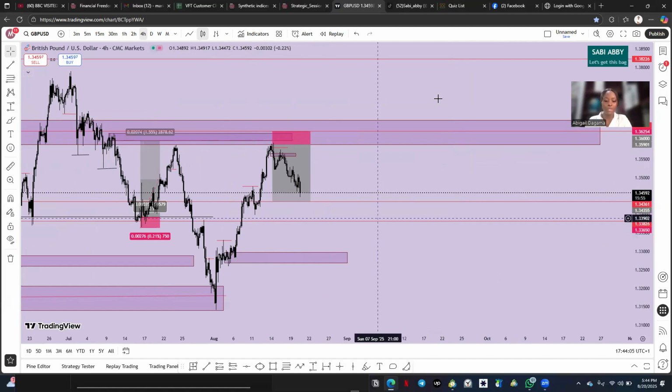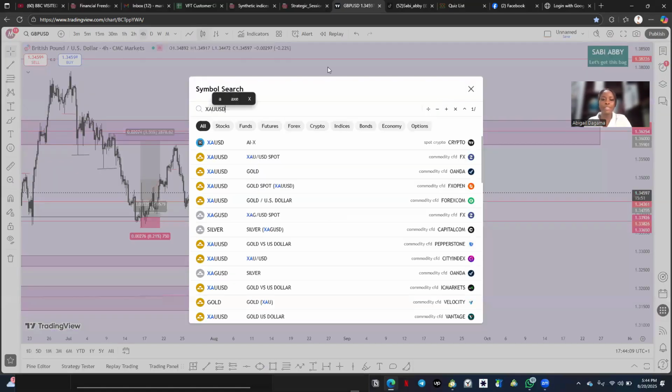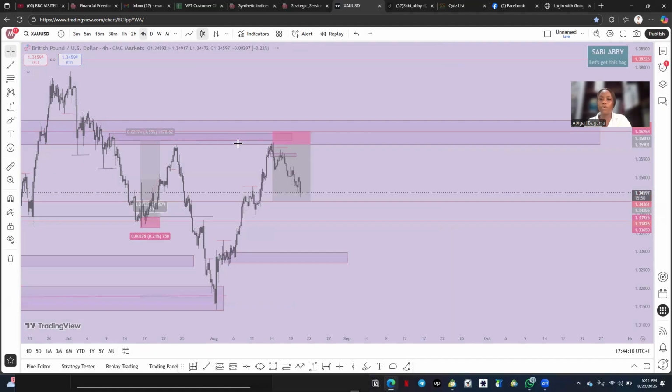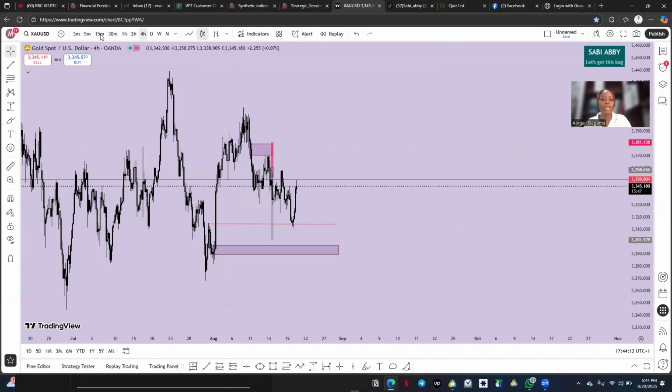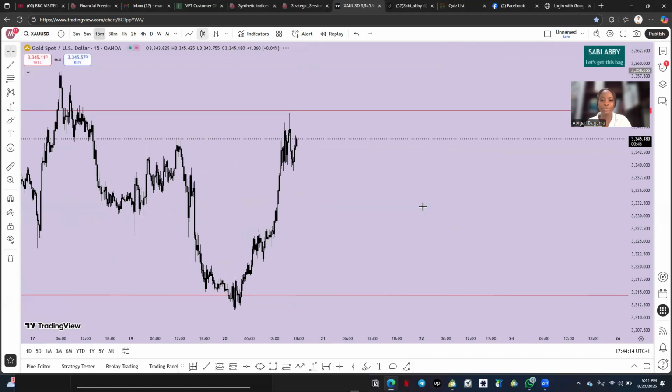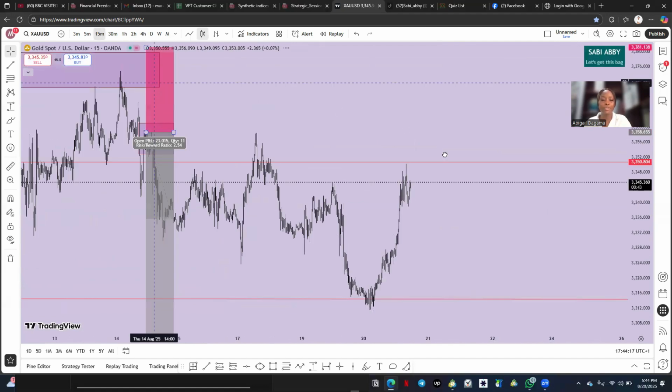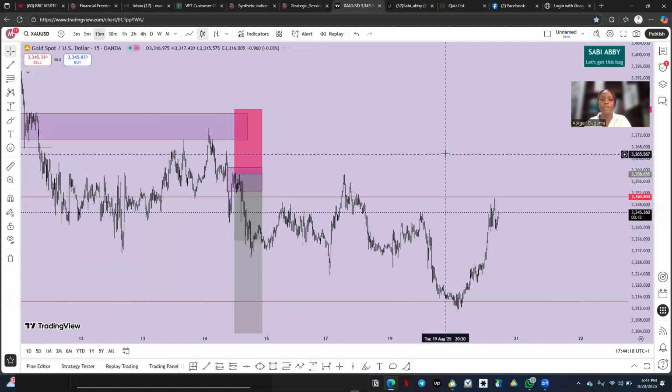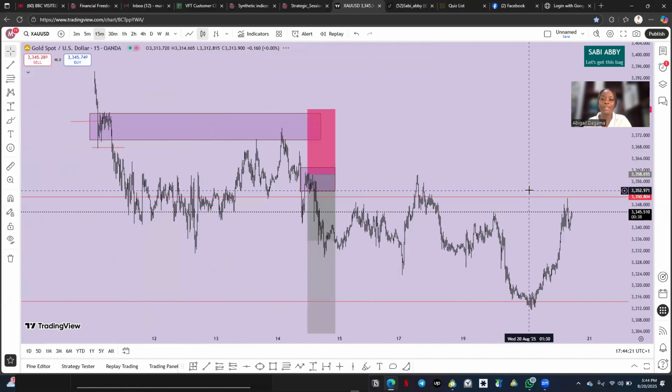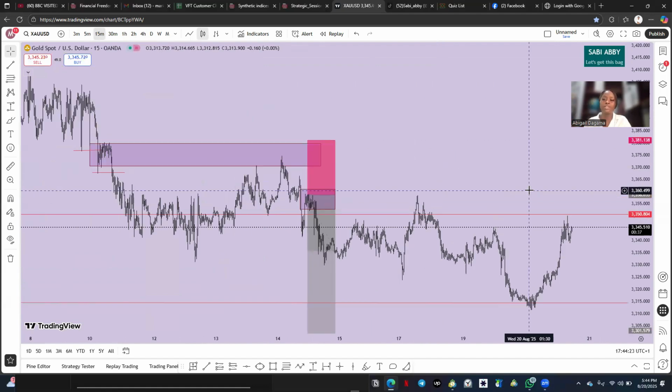I also took another trade on XAUUSD, but this entry was more focused on the 15-minute time frame, and I'm going to quickly show you what I saw. Look at that. I'm just going to go ahead to the 15-minute time frame because I've already explained the step-by-step process for the GBPUSD on the higher time frame.